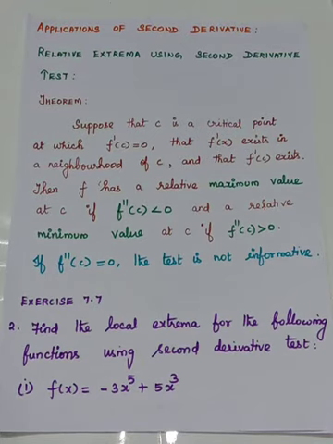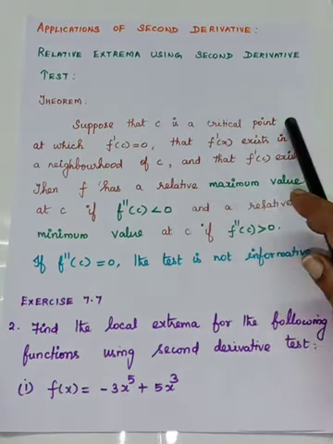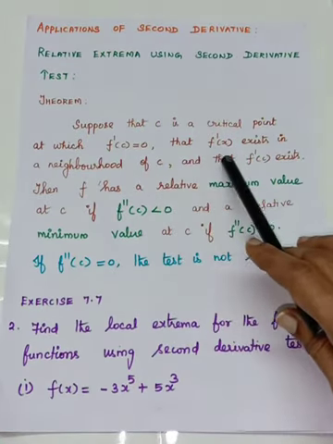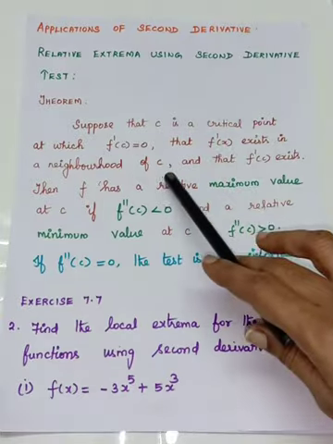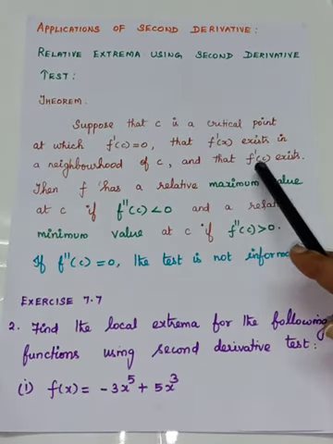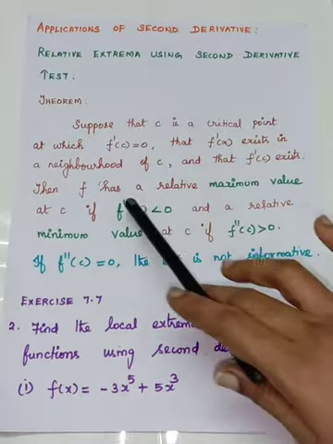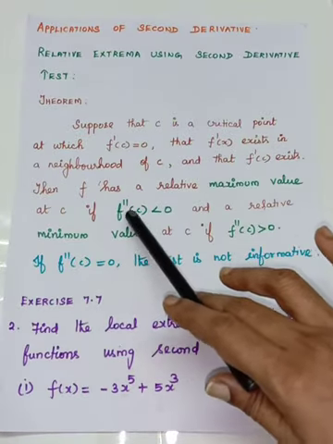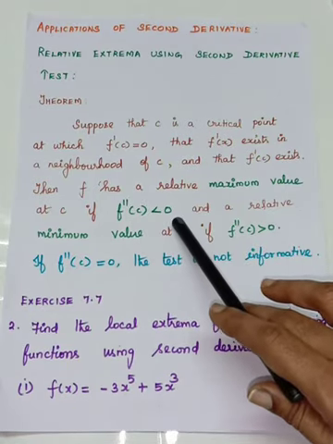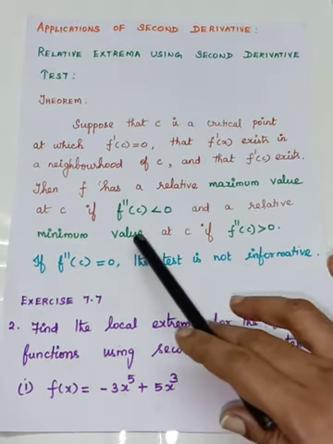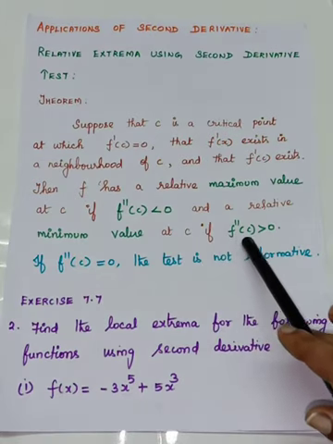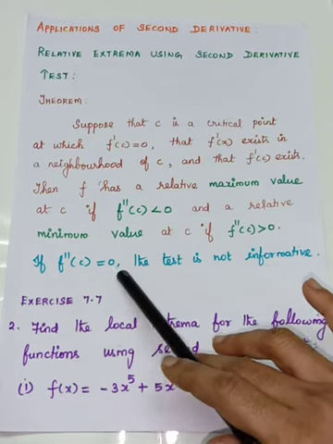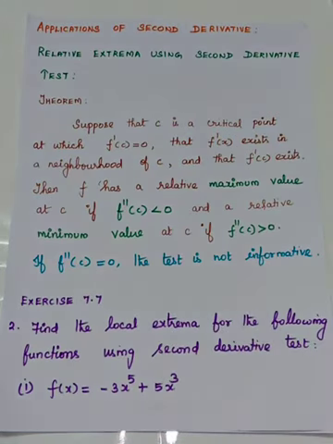You see the theorem. Suppose that C is a critical point at which f dash of C is equal to 0, that f dash of x exists in the neighborhood of C, and that f double dash of C exists. Then f has a relative maximum value at C if f double dash of C is less than 0, and a relative minimum value at C if f double dash of C is greater than 0. If f double dash of C is equal to 0, the test is not informative.